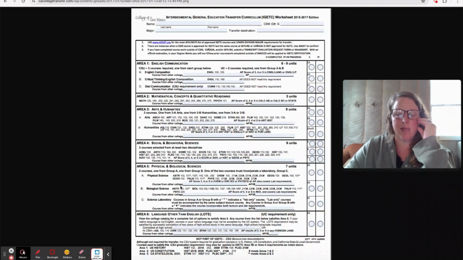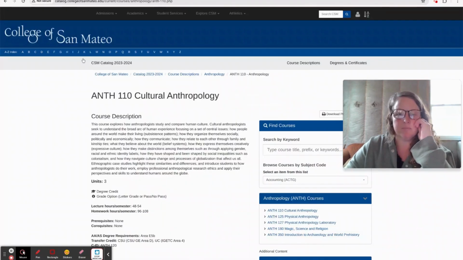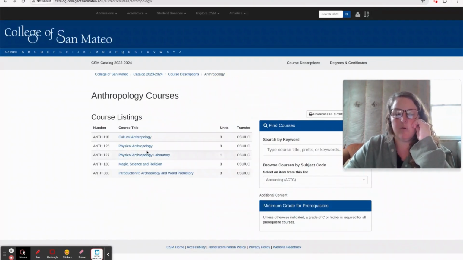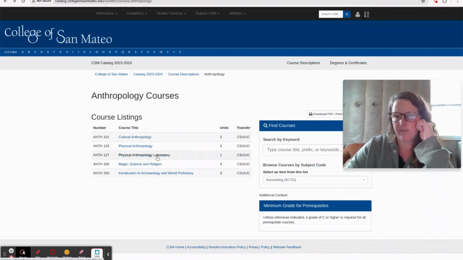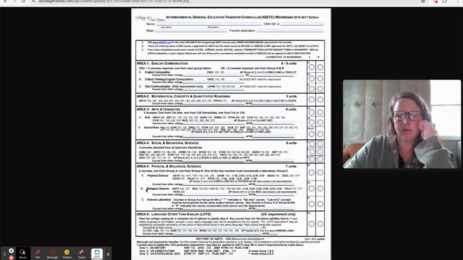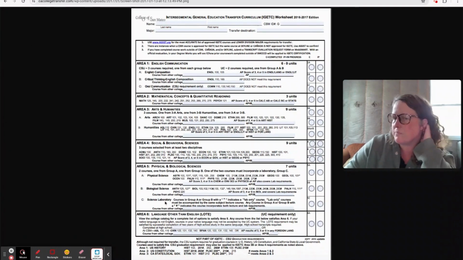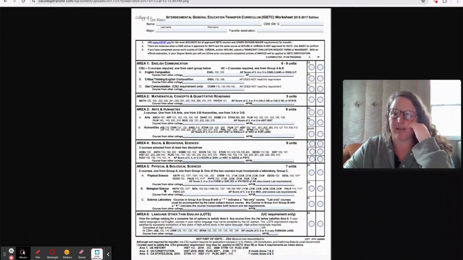Let's see. Anthro 125 and 127 are included. So what are those? Anthro 125 physical anthropology and 127 physical anthropology lab. Those are what you would take together at the same time. There's 3 units and 1 unit. So this would be all of your physical science. Sorry, biological science would be together. If you took these 2 together, you would be completing your lab requirement and your biological science requirement. So that's just how you do that.